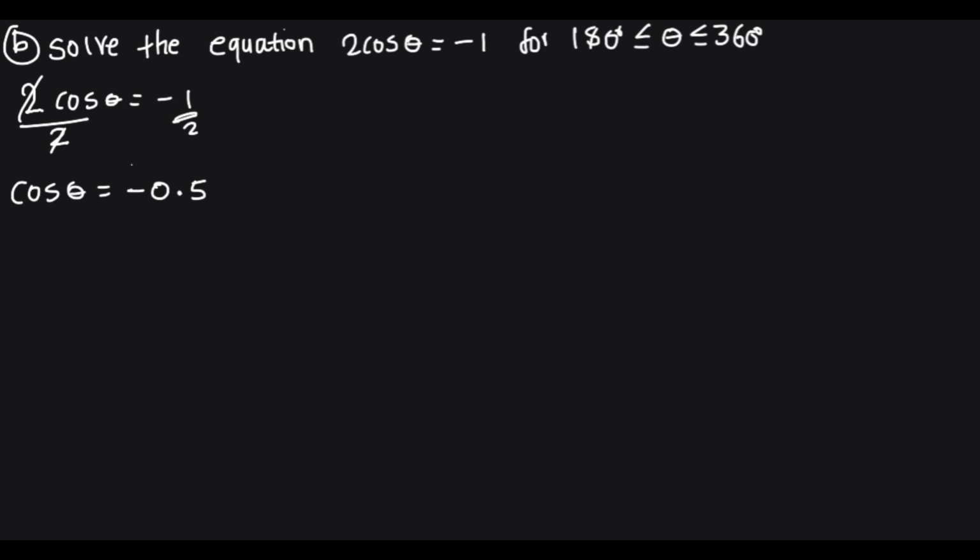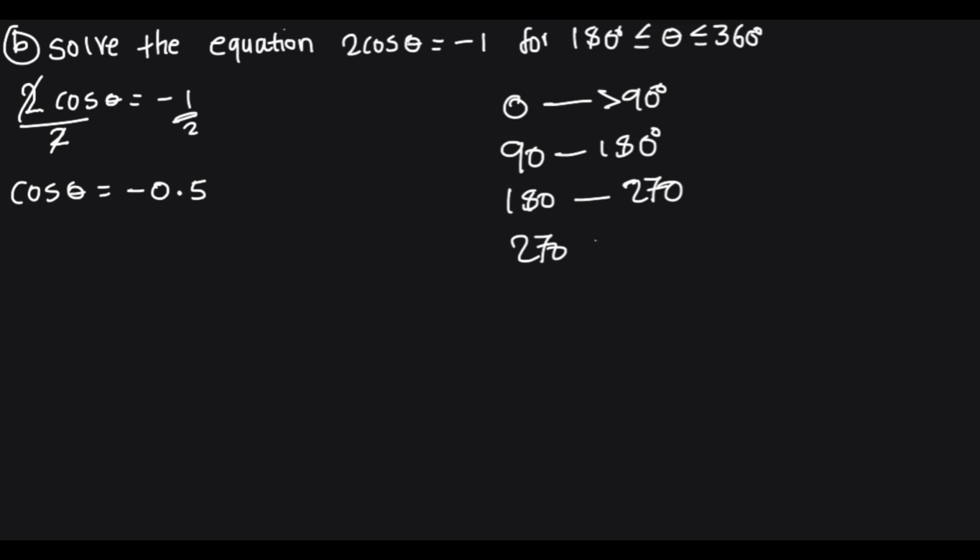So from the 4 quadrants, the first quadrant runs from 0 up to 90. So any angle within this is in the first quadrant. Then the second one from 90 to 180, that is the second quadrant. 180 to 270 is our third quadrant. 270 to 360 is our fourth quadrant.